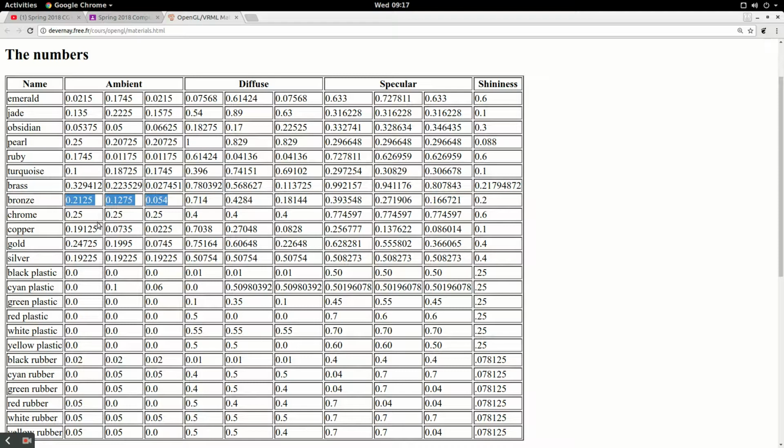For the ambient part, if you're just looking at the ambient columns, we have three columns over here: red, green, and blue. This is what it says, that it's going to reflect that amount of light. So for example, if you look at black plastic, it has zeros there. What does that mean? That it's not going to reflect anything, right? And it's going to appear really black, really dark that way.